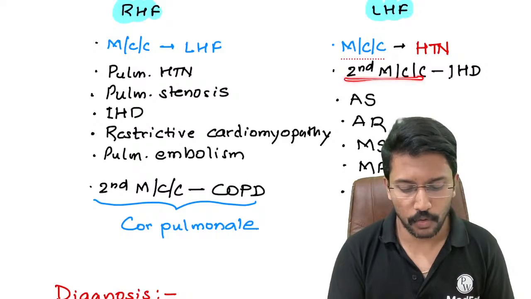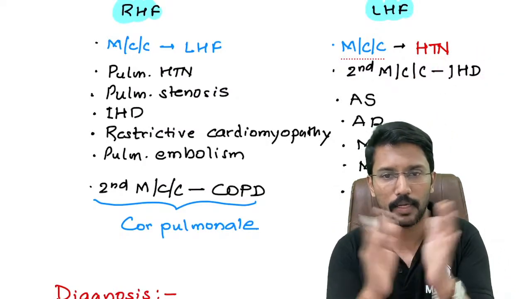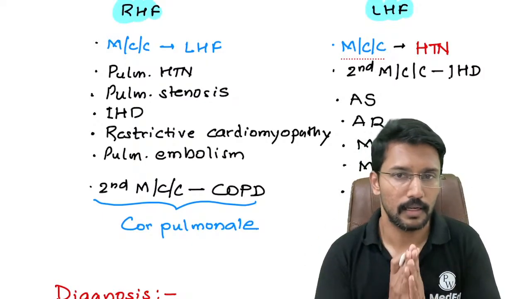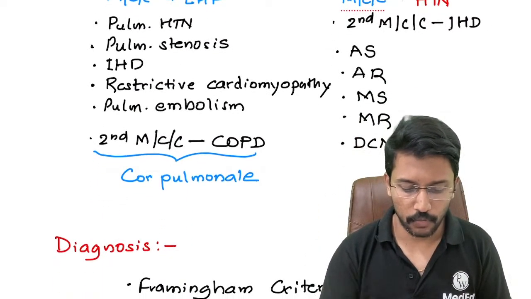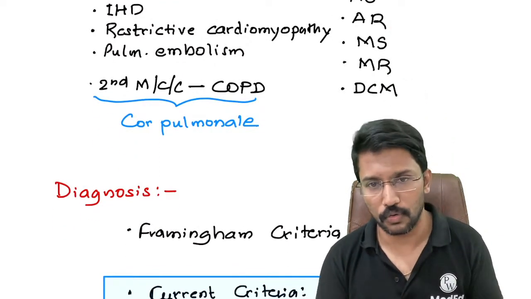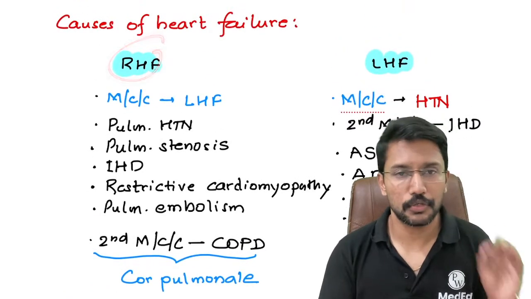The second most common cause for heart failure is ischemic heart disease. You have myocardium which is not getting sufficient blood supply, so it cannot contract well, and ejection gets impaired. That is systolic heart failure, right? Apart from that, all our valvular heart diseases can cause heart failure, and dilated cardiomyopathy can also cause left heart failure.